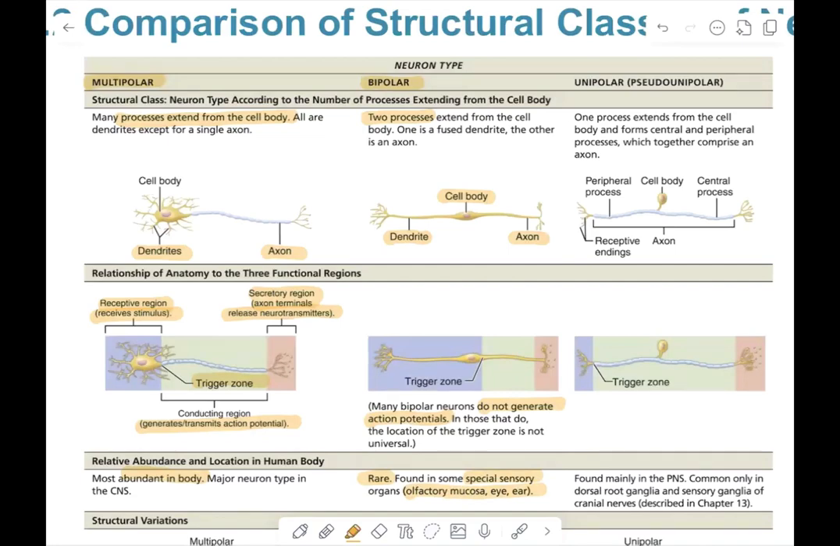The third type is a unipolar or pseudounipolar, because it looks like there's only one process, but really part of it's kind of like a dendrite, part of it's kind of like an axon, but it's one process that extends from the cell. And we can see that axon shown here. These are the receptive endings where the dendrites kind of merge to the axon, but really it's one process, or looks like one process. It's mainly in the peripheral nervous system, and it's common only in the dorsal root ganglia, which is going to be in chapter 13, the peripheral nervous system.